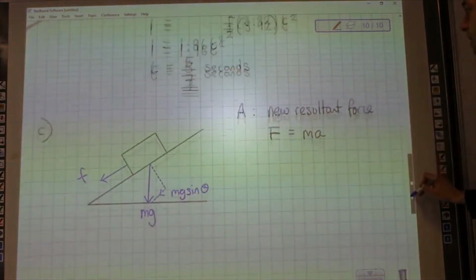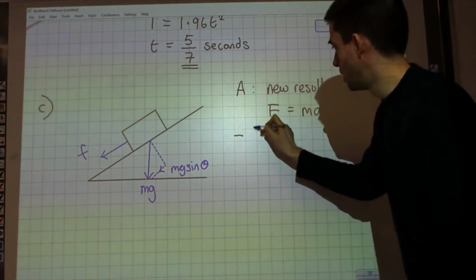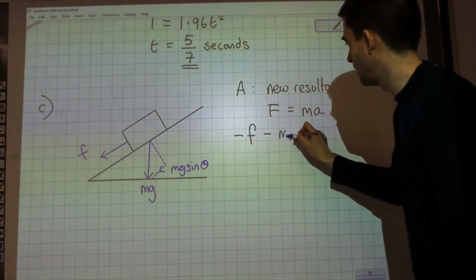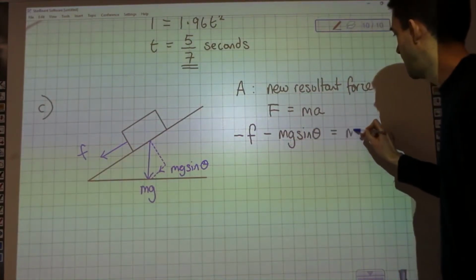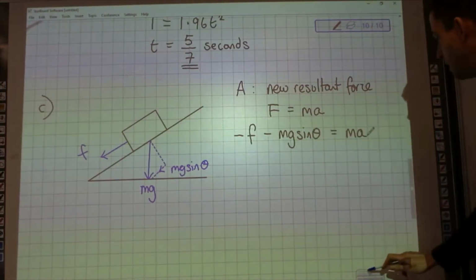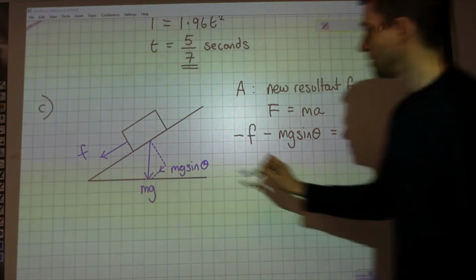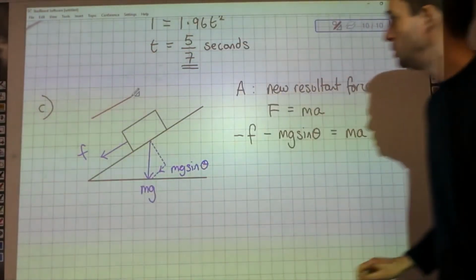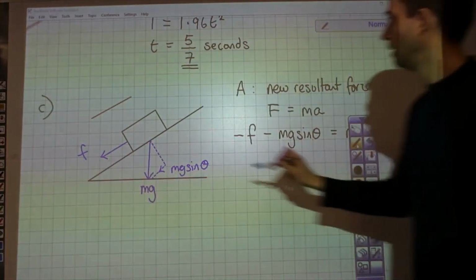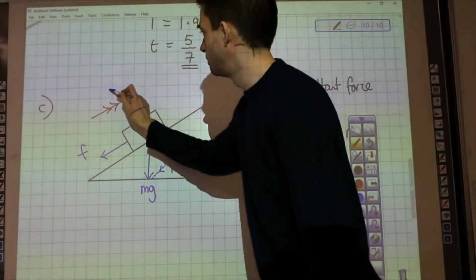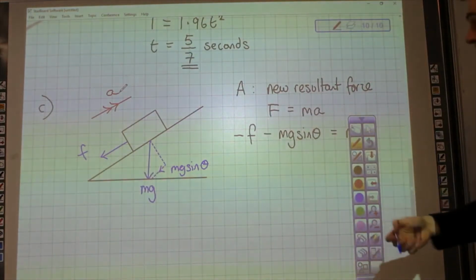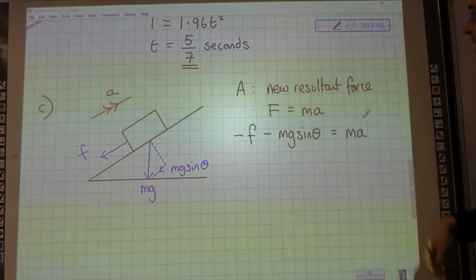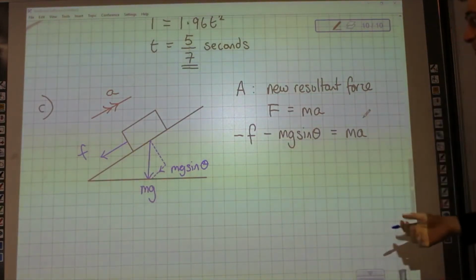We're going to go with minus friction, minus mg sine theta, equals ma. They're both negative because A is still moving up the plane, so resolving in the direction of motion, friction and weight are acting down, they're acting against that, so it's opposite. They haven't changed in magnitude.